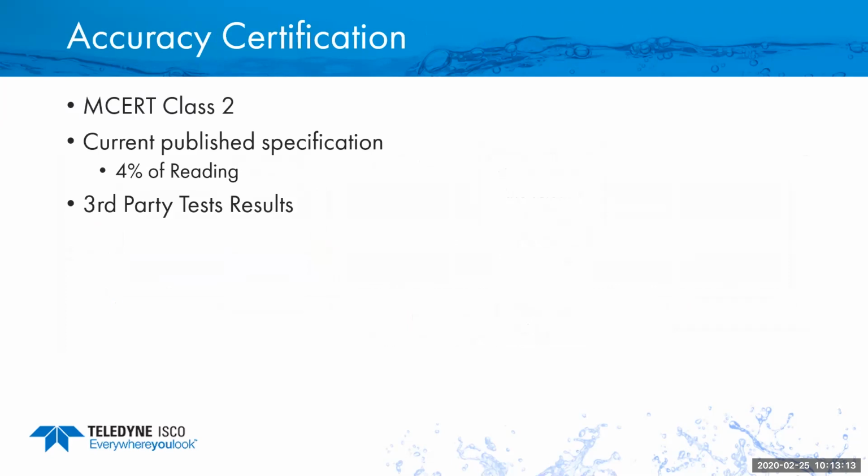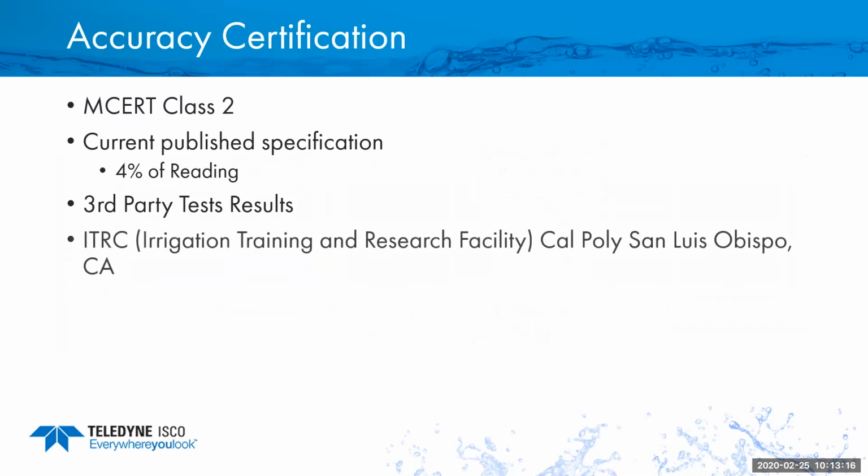Okay, so accuracy, we have a ton of accuracy comparisons out there. We are an M-Cert, which is more of a European thing, class 2. Our current published specs are 4% of reading. That includes the Laser EX. We have a lot of third-party test results. One was the Irrigation Training and Research Facility in Cal Poly, San Luis Obispo, out in California, a well-respected research center out there. They did some testing, found that the absolute error on the laser was about 1.8%.